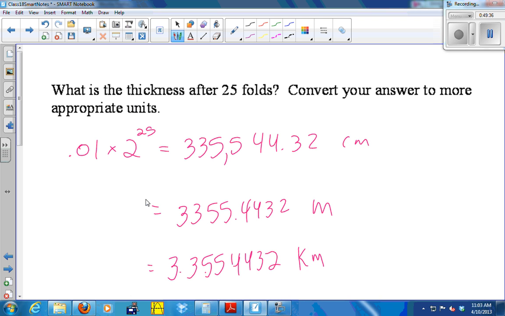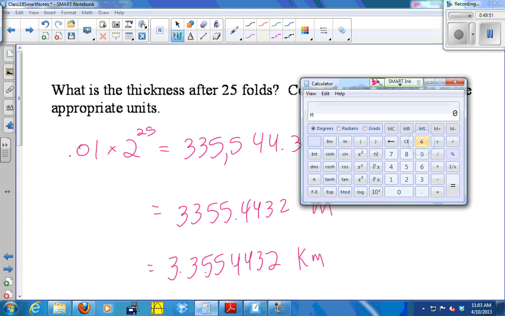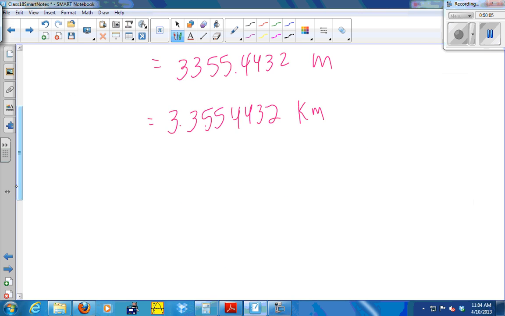3.3 kilometers. How far is that? Because there's like 1.6 kilometers in a mile, I think. Yeah, so 1.6 kilometers in a mile. So if I divide this number, 3.355 divided by 1.6, it's about 2 miles. Let's just say approximately 2 miles.